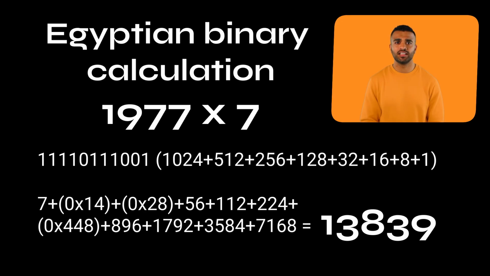The double of 7 is 14, then 28, 56, 112, 224, 448, 896, 1792, 3584, 7168. We remove all the numbers multiplied by 0, then we add them. The result is 13,839. It's a bit long, but there's no need to know multiplication tables, as with our method of written calculations. It was enough to be able to multiply anything by 2 and then do long additions.